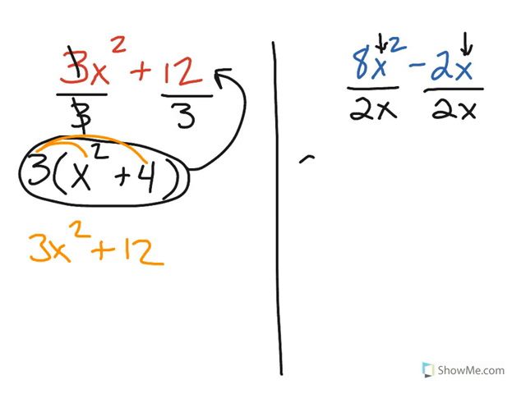Now remember that 2x doesn't go away, it stays put. It just comes outside the parentheses. Now, 8 divided by 2 gives me 4 over 1. And x squared divided by x to the first, well, that just gives me x. So I get 4x. Now this next part is where people generally kind of go wrong.